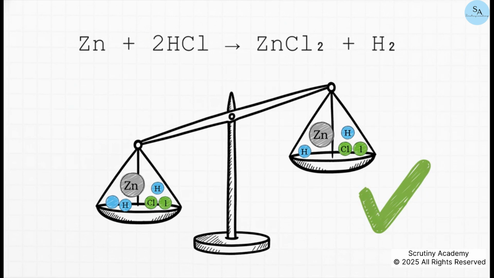And that's it. Now let's do our head count again. 1 zinc on both sides, check. 2 hydrogens on both sides, check. And 2 chlorines on both sides, check. Perfect. The scales are balanced and our golden rule is happy.